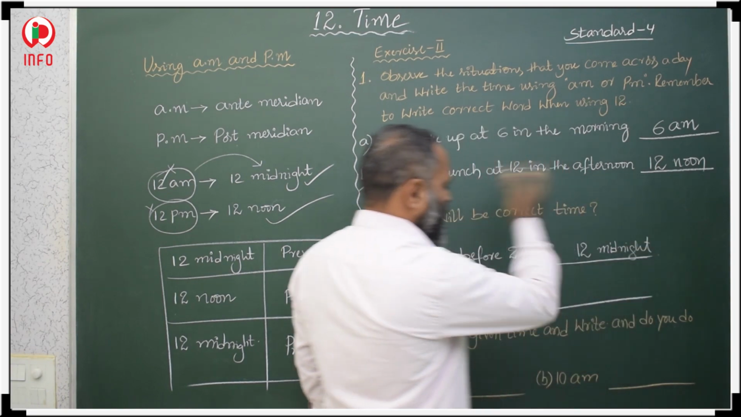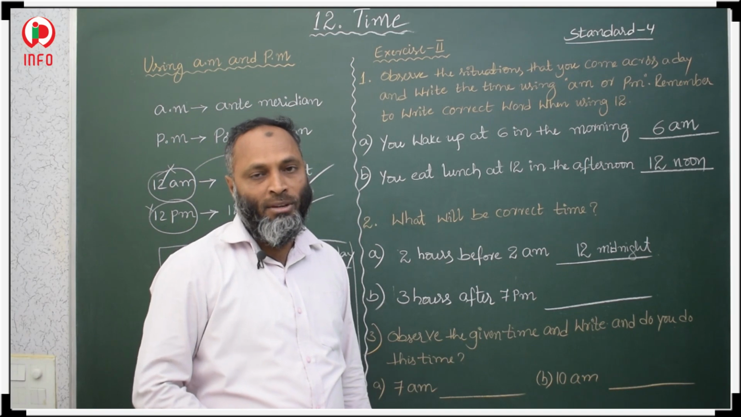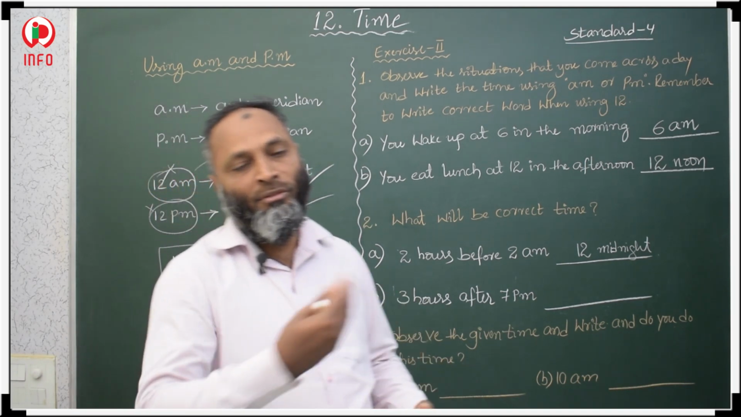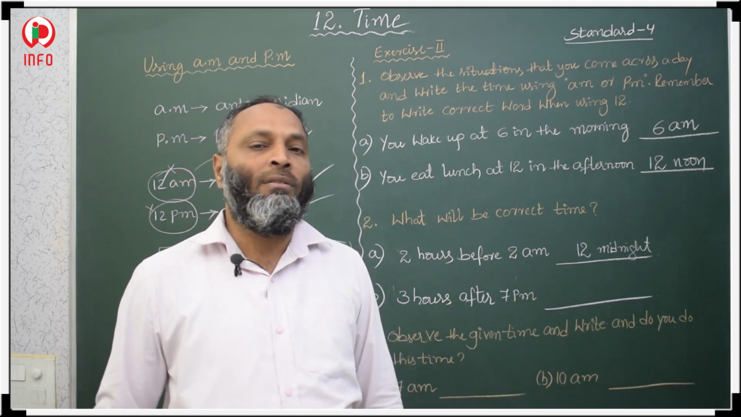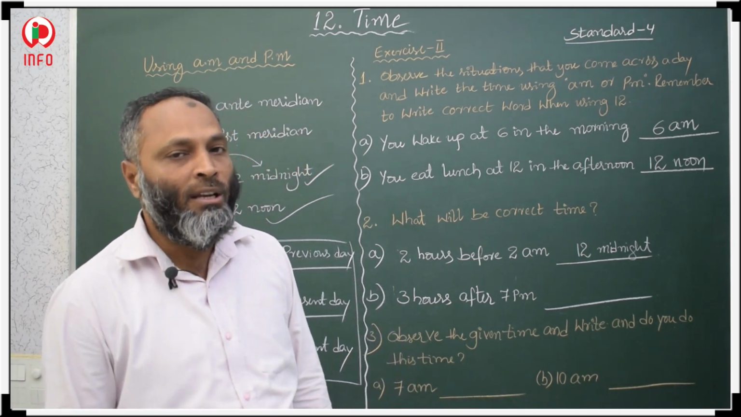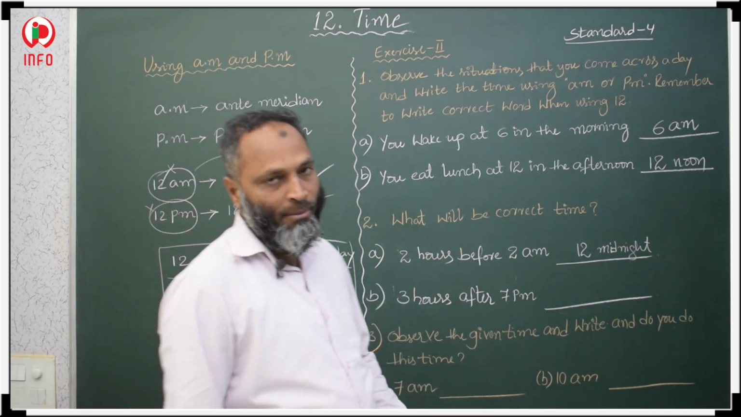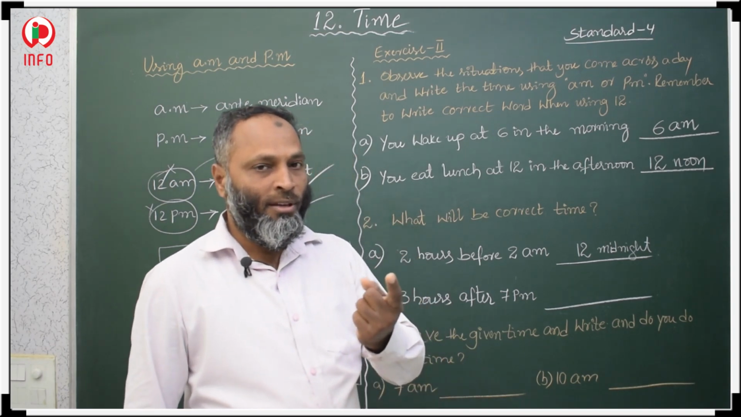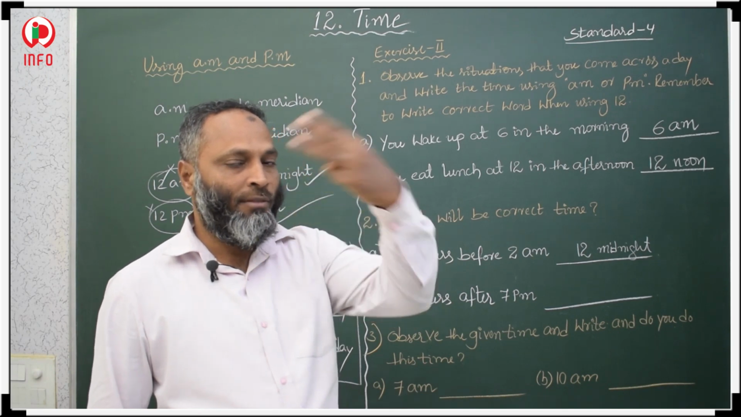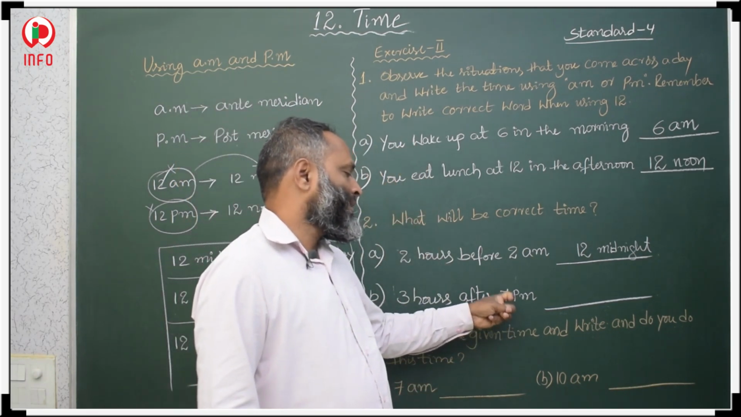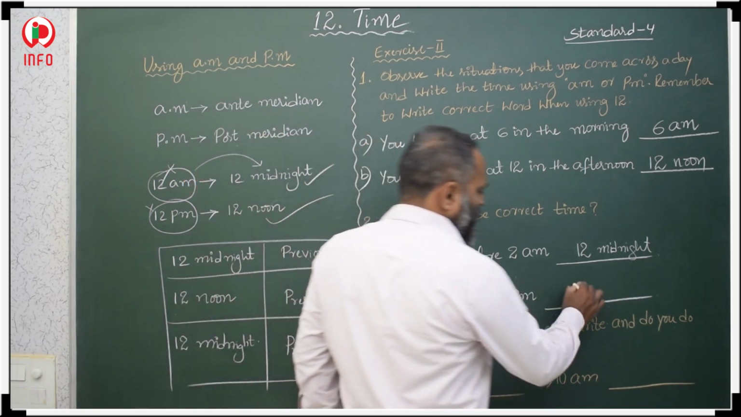If you take 2 hours before, that is 2 am, so 2 am means night time. 1 hour before means 1 am, and 1 hour before 1, if you take, that is 12, so 12 in the midnight means 12 midnight, okay. 3 hours after 7 pm: after 7, 8 pm, after 8 pm, 9 pm, after 9 pm, 10 pm. So after 3 hours, 7 pm becomes 10 pm.